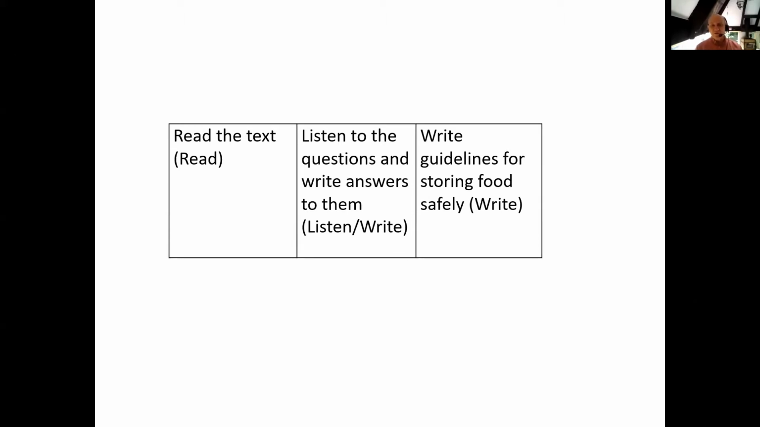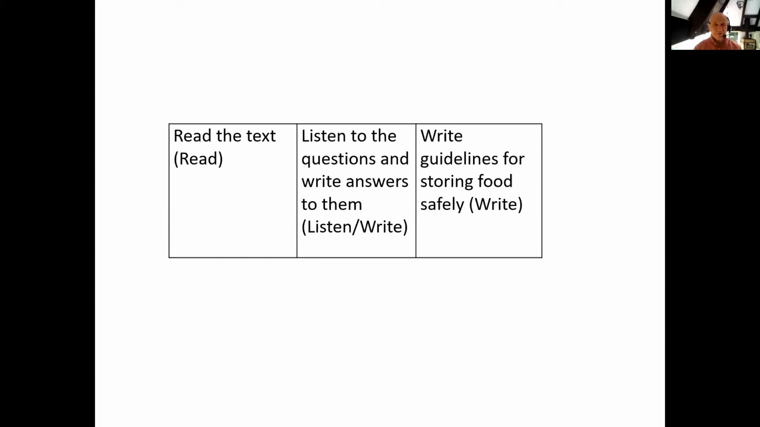And then the third step is, because the text that they were reading is about storing food, and they've now really understood that text by reading it and answering questions, then they try to write some brief guidelines for storing food safely. So this is a writing activity. So really we have the 3 steps of read, listen, and write.